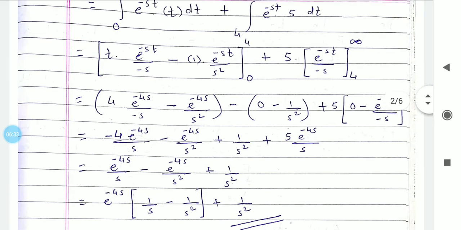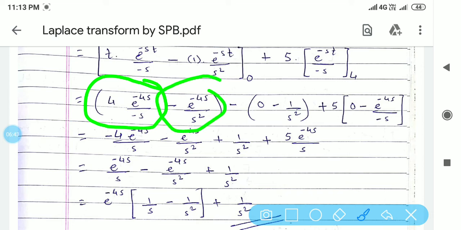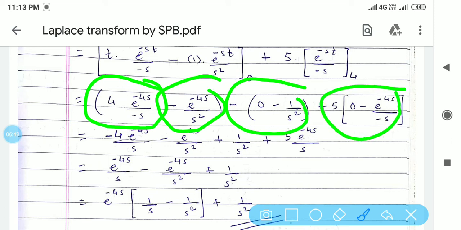Now after calculations, this is minus 4 by s e raised to minus 4s. This is minus e raised to minus 4s by s square. This is plus 1 by s square. And this is plus 5 e raised to minus 4s by s. Now see these two terms: 5 e raised to minus 4s by s and minus 4 e raised to minus 4s by s. So this is 5 minus 4, which is 1.